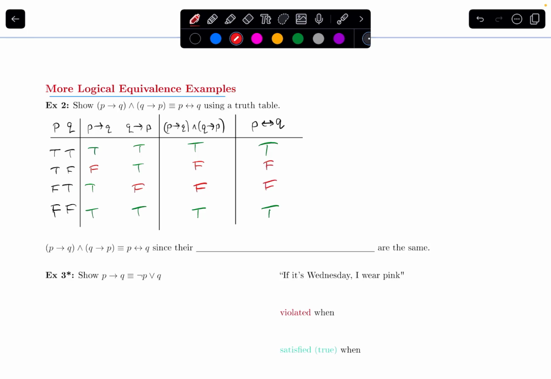Okay, so now I compare these truth values. So here's the truth values of the left side. Here's the truth values of the right side. Those are exactly the same, which means that these are equivalent. They're equivalent since their truth table outputs are the same.